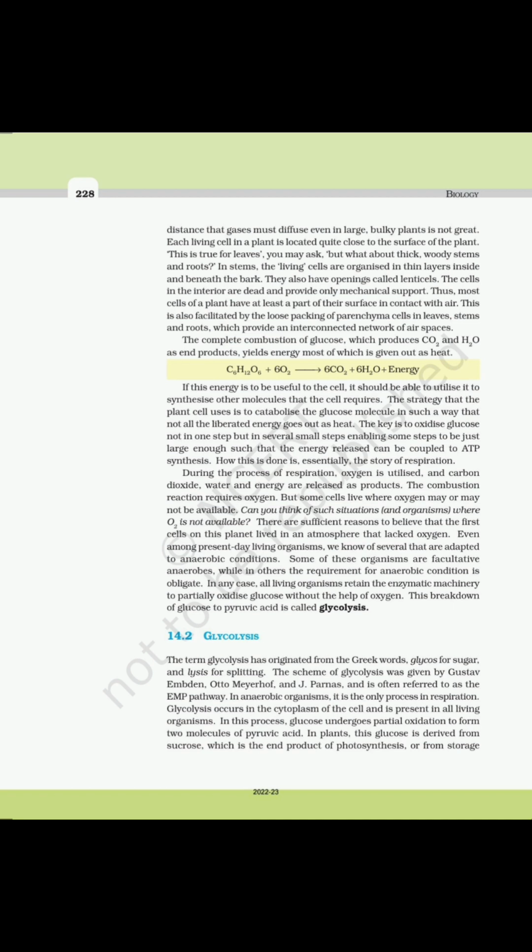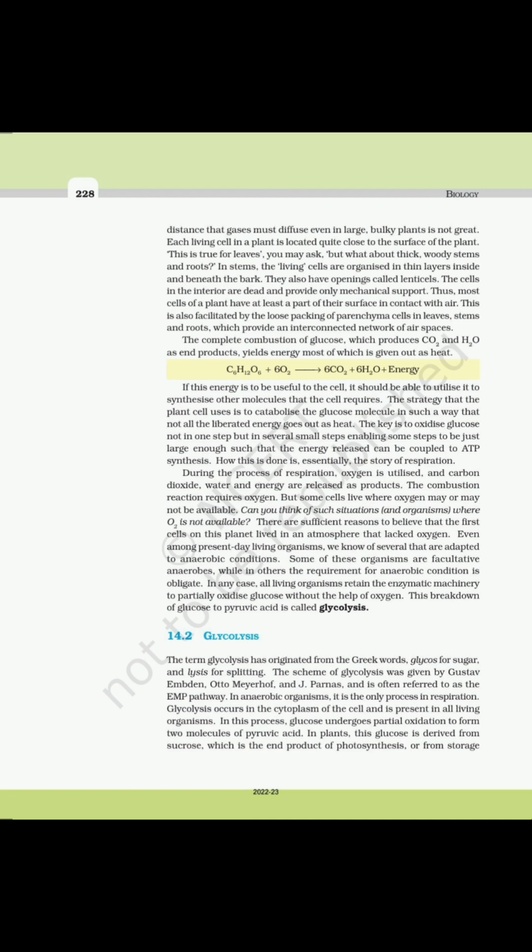The combustion reaction requires oxygen, but some cells live where oxygen may or may not be available. Can you think of such situations and organisms where O2 is not available? There are sufficient reasons to believe that the first cells on this planet lived in an atmosphere that lacked oxygen. Even among present-day living organisms, we know of several that are adapted to anaerobic conditions. Some of these organisms are facultative anaerobes, while in others the requirement for anaerobic condition is obligate. In any case, all living organisms retain the enzymatic machinery to partially oxidize glucose without the help of oxygen.